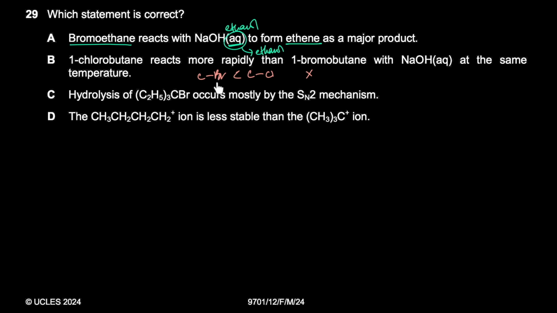Right? Which means that bromobutane will react faster. The C-Br bond, because it's weaker, will break more easily. So the rate of reaction is faster with 1-bromobutane. 1-chlorobutane will react more slowly. Okay.